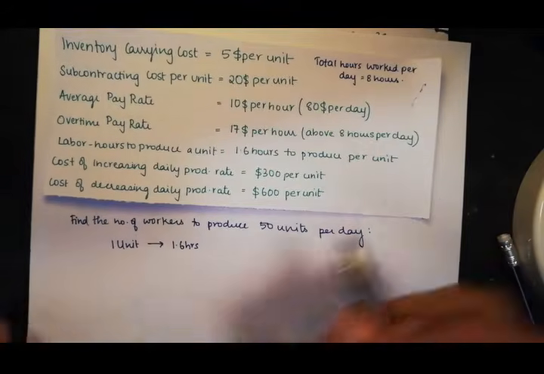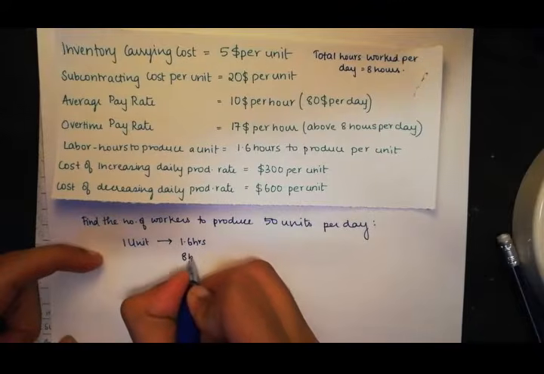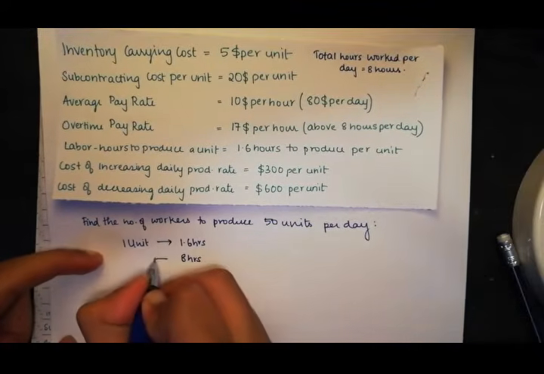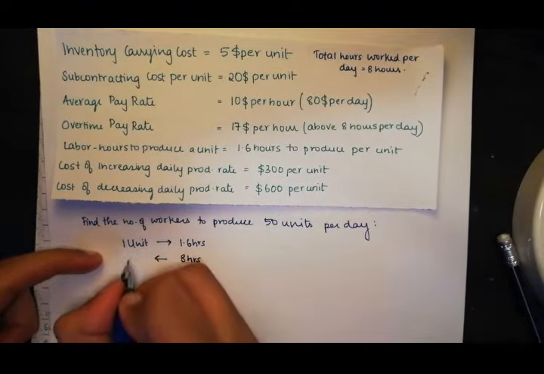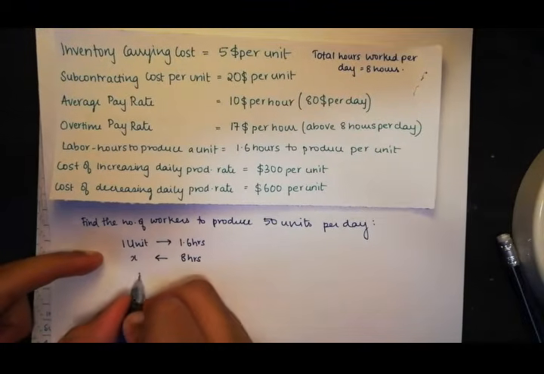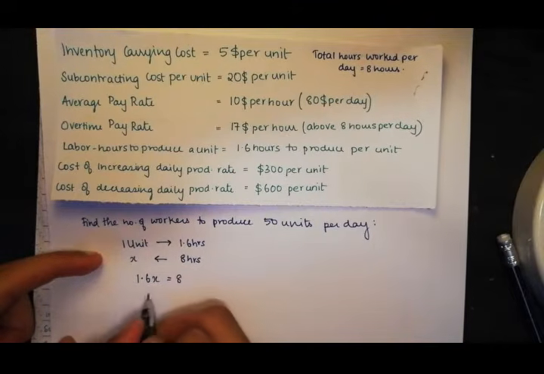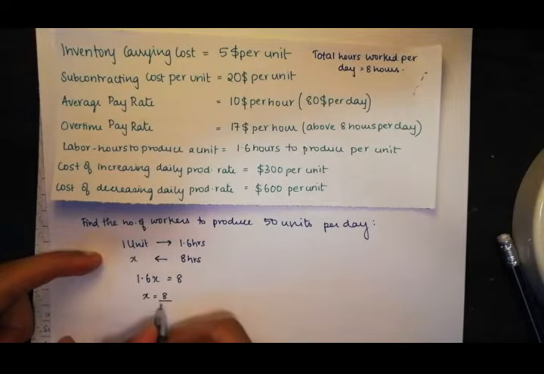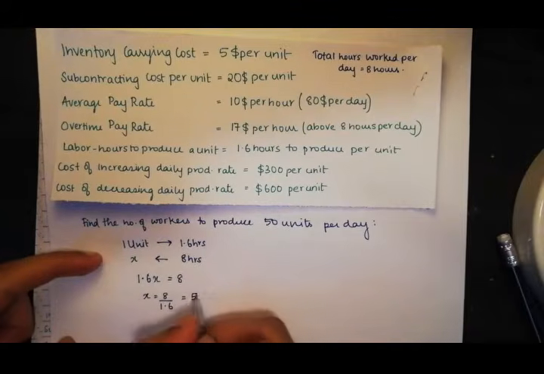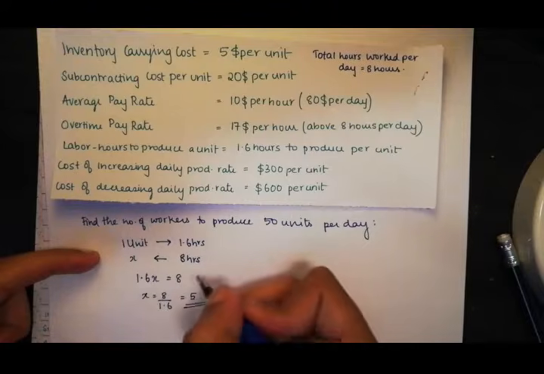So if you have 1 unit to produce in 1.6 hours, in 8 hours, how many units can we produce? So in a day, for x, we need to find x. Therefore, 1.6x is 8. Basically, we're going to cross multiply, and x is going to be 8 divided by 1.6, which is 5. So we can produce 5 units in around 8 hours.